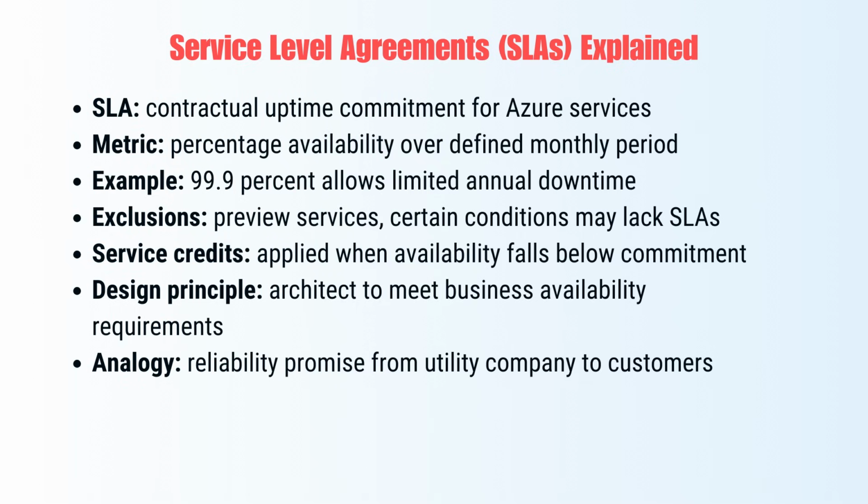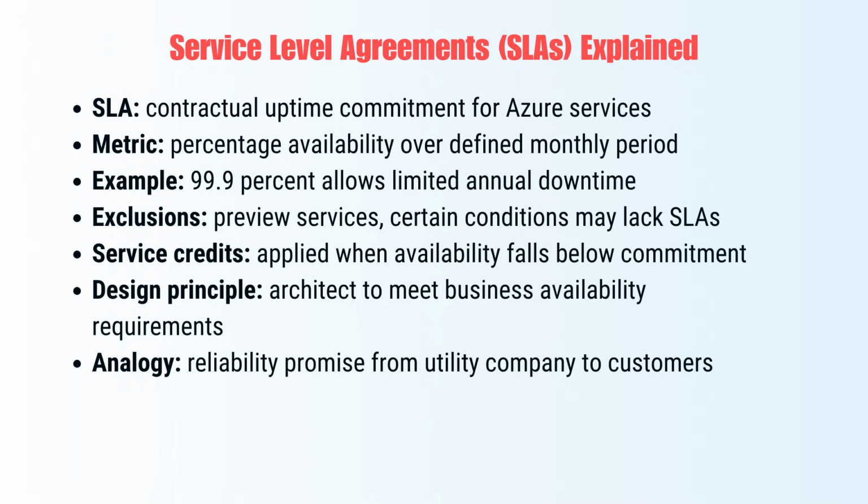Service Level Agreements, SLAs, define Microsoft's uptime commitments for Azure services. They're a critical piece of the reliability story, especially for business stakeholders. An SLA typically states an availability percentage over a billing month. For example, a service might have an SLA of 99.9% availability. This means the service is guaranteed to be up and functioning correctly for 99.9% of the time in that month.